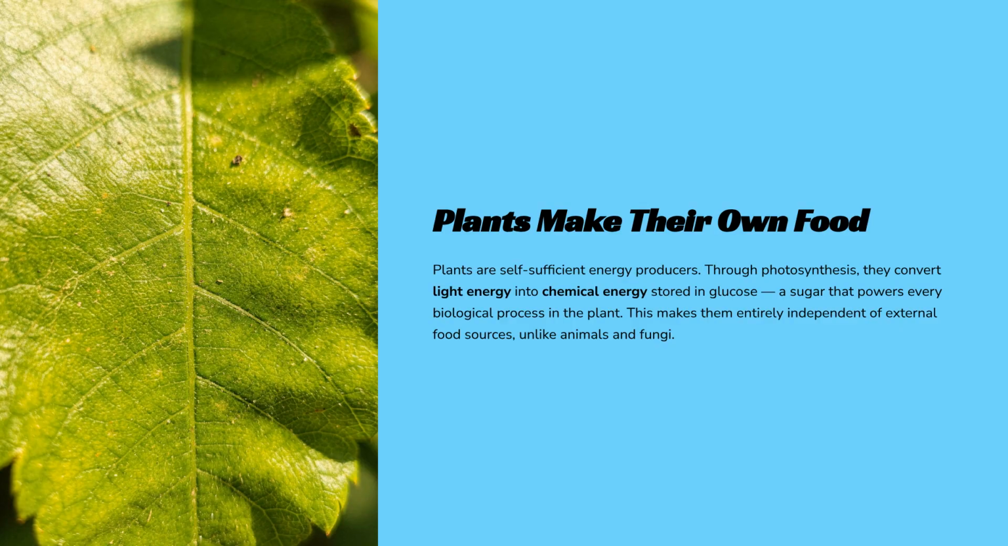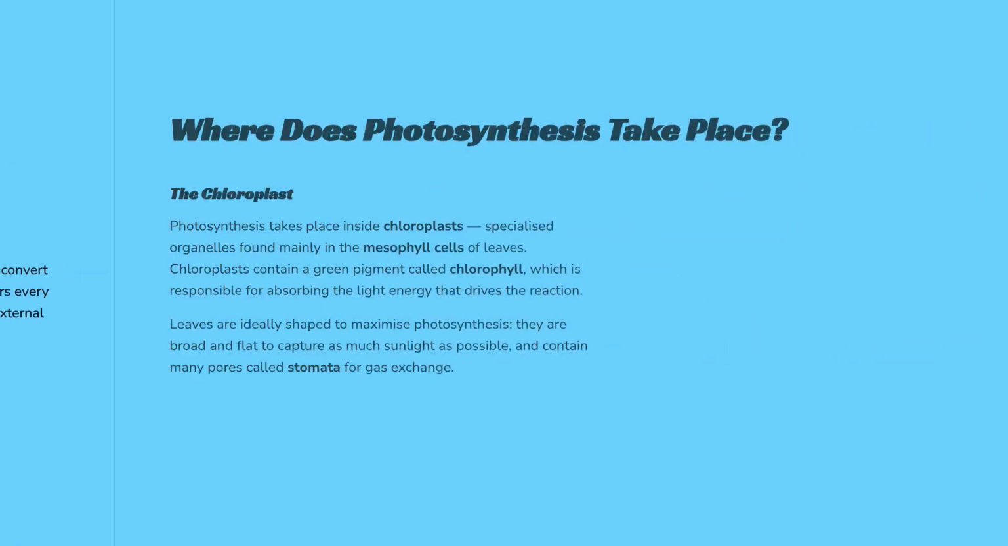Plants are self-sufficient producers. Through photosynthesis, they convert light energy into chemical energy stored in glucose. This sugar powers every biological process in the plant, making them independent of external food sources, unlike animals and fungi.